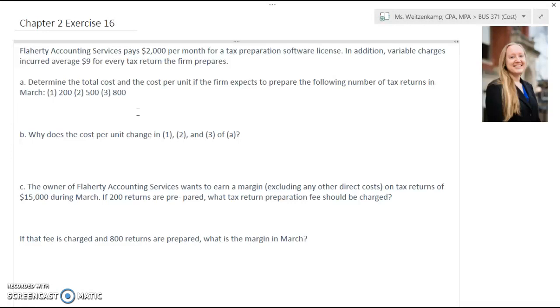So to start off, we are to calculate total cost. And total cost is our variable cost plus our fixed cost component. Total costs, again, variable costs plus fixed costs. So our variable costs plus our fixed costs.